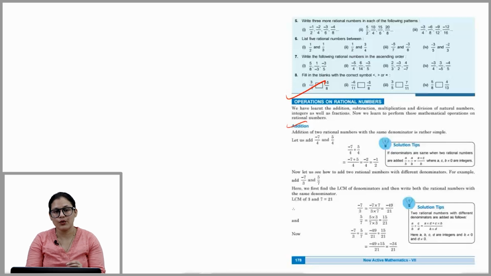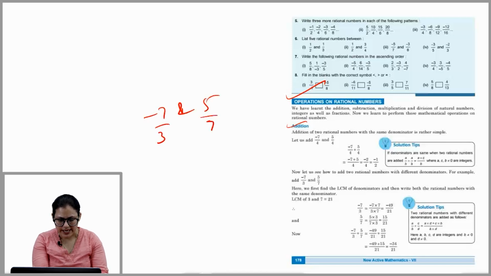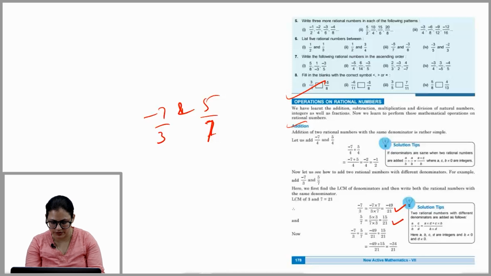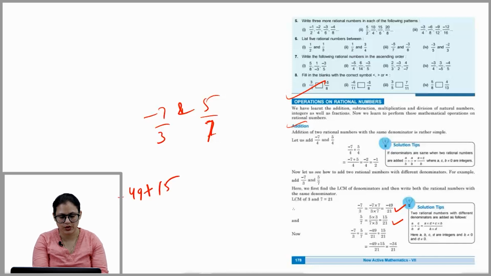Now, let us see how to add two rational numbers with different denominators. For example, minus 7 by 3 and 5 by 7. In this case, we will first find the LCM of the denominators and then write both of the rational numbers with the same denominator. So, here minus 7 by 3 and 5 by 7. LCM of 3 and 7 is 21. So we will make the denominator 21, so we'll get minus 49 by 21, and here we will get 15 by 21. Now we can easily add them up. Minus 49 plus 15 by 21. Now what will be the answer? Minus 34 by 21.